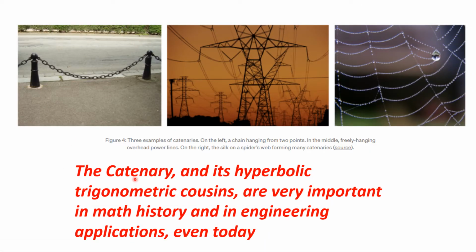The catenary and its hyperbolic trigonometric cousins are very important in math history and in engineering applications even today. These are examples of catenaries, 3 examples. This one is the shape that a chain makes when hanging from 2 points. In the middle, we have freely hanging overhead power lines. They make a similar shape, and those are also catenaries. And on the right, the silk on a spider's web also is a catenary curve. So these are important curves, and that is one example of hyperbolic trigonometric functions.